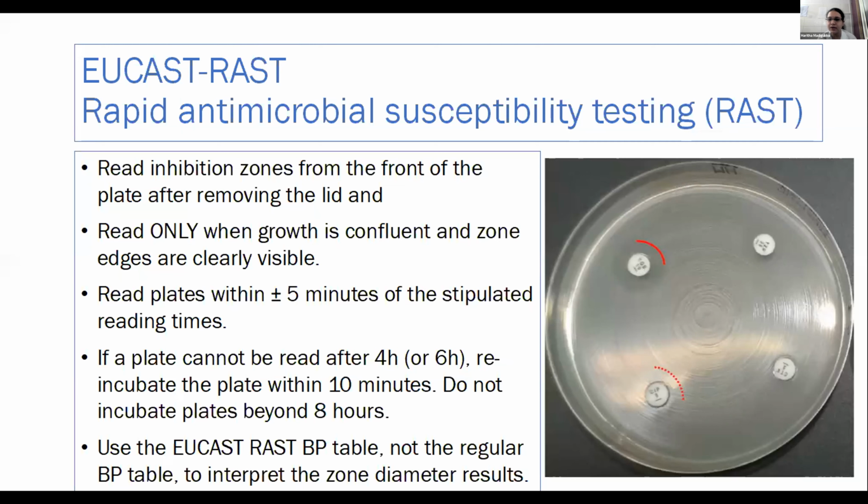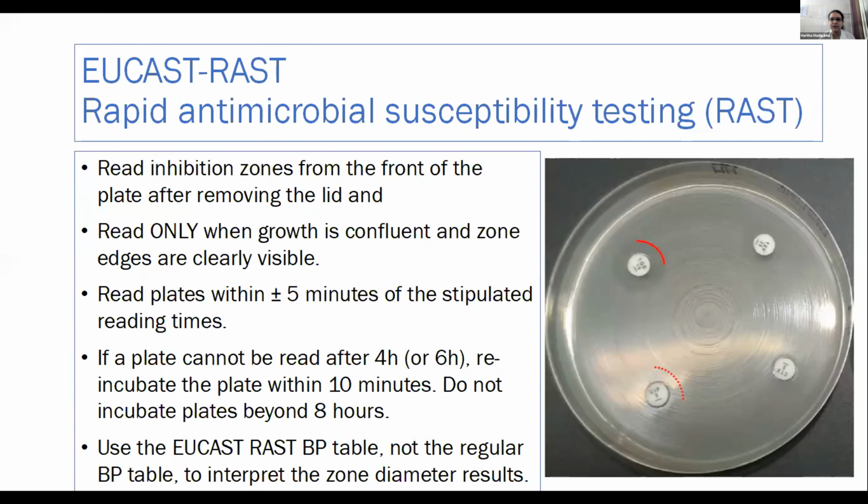Now for the Cipro disc below, you can see the zone is fuzzy. The zone is not so clear. Whenever you see that after 4 hours the zone is fuzzy and not clear, you have to further incubate for another 2 hours, that is for 6 hours. After 6 hours, you can take out the plate and take the reading. But when you find that after 6 hours the zone is still fuzzy and not clear, then you further incubate for another 2 hours, that is for 8 hours. And after 8 hours, you take out the plate.